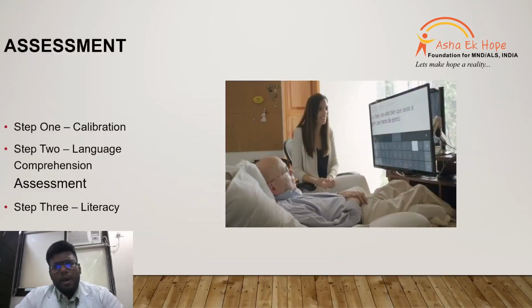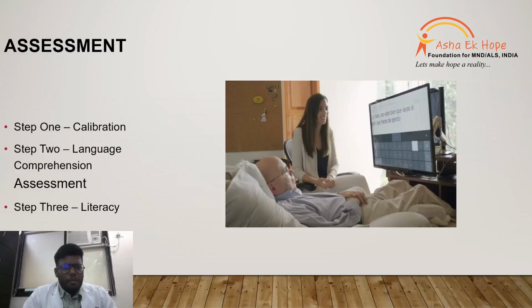So next, how do we assess? Eye gaze technology is assessed using 3 steps. One is calibration. Calibration means that when any user begins with eye gaze technology, we ask them to sit straight and focus on what we call calibration balls. There are 3 balls on the monitor and they start moving around. The user has to keep their gaze on them, and that helps in tracking their eye gaze movements.